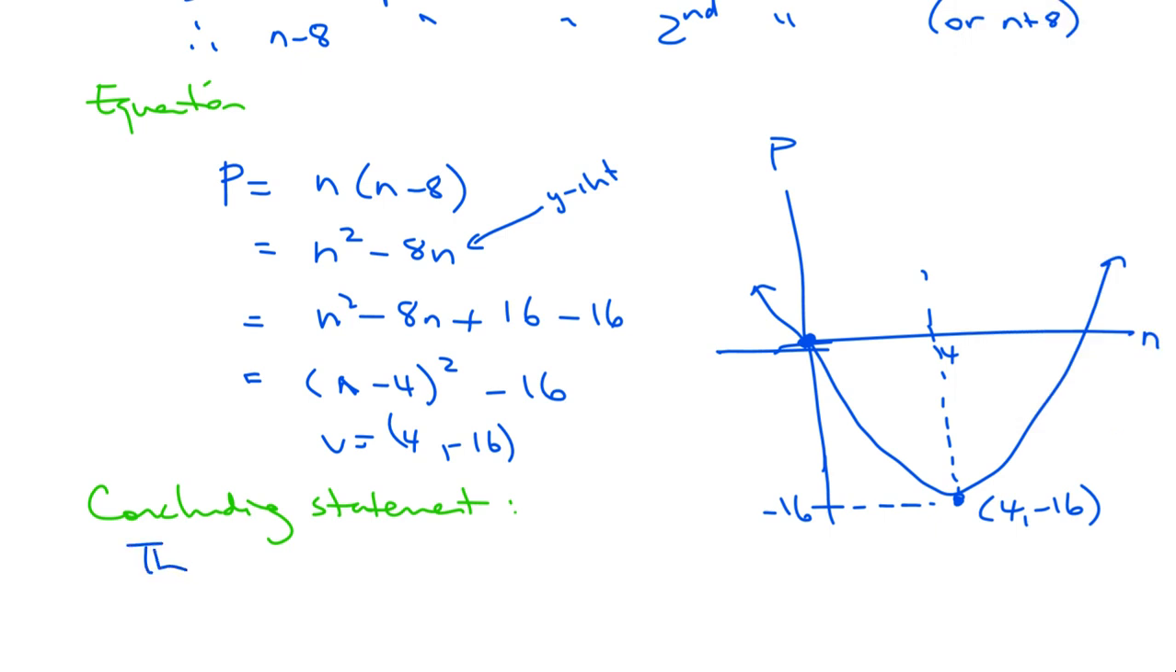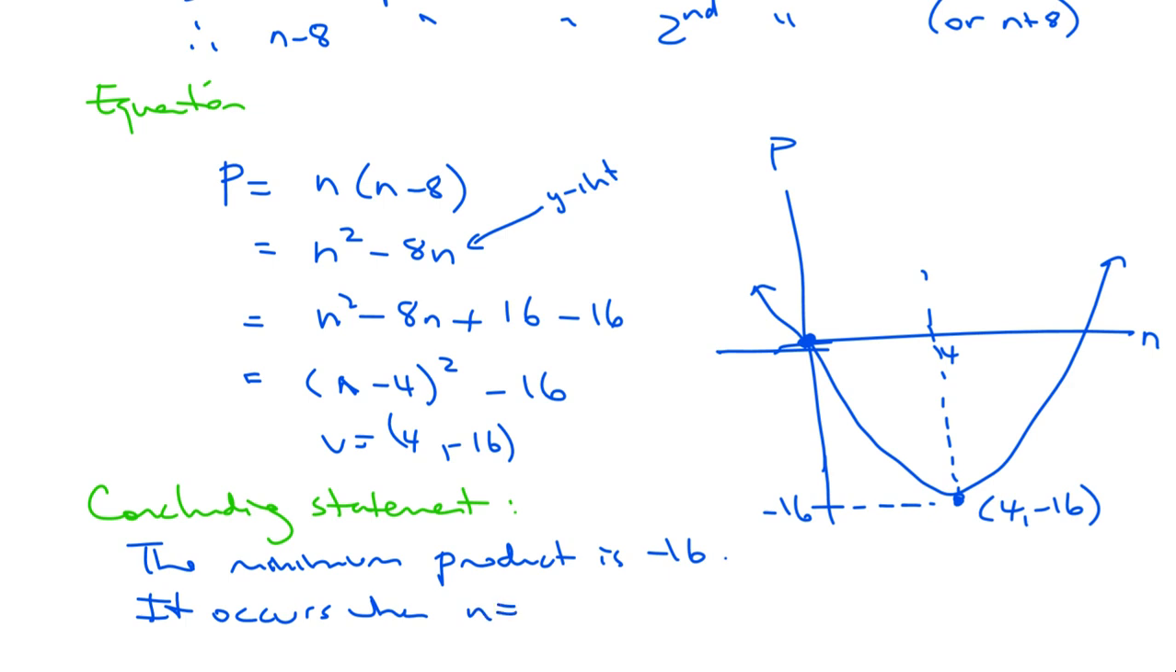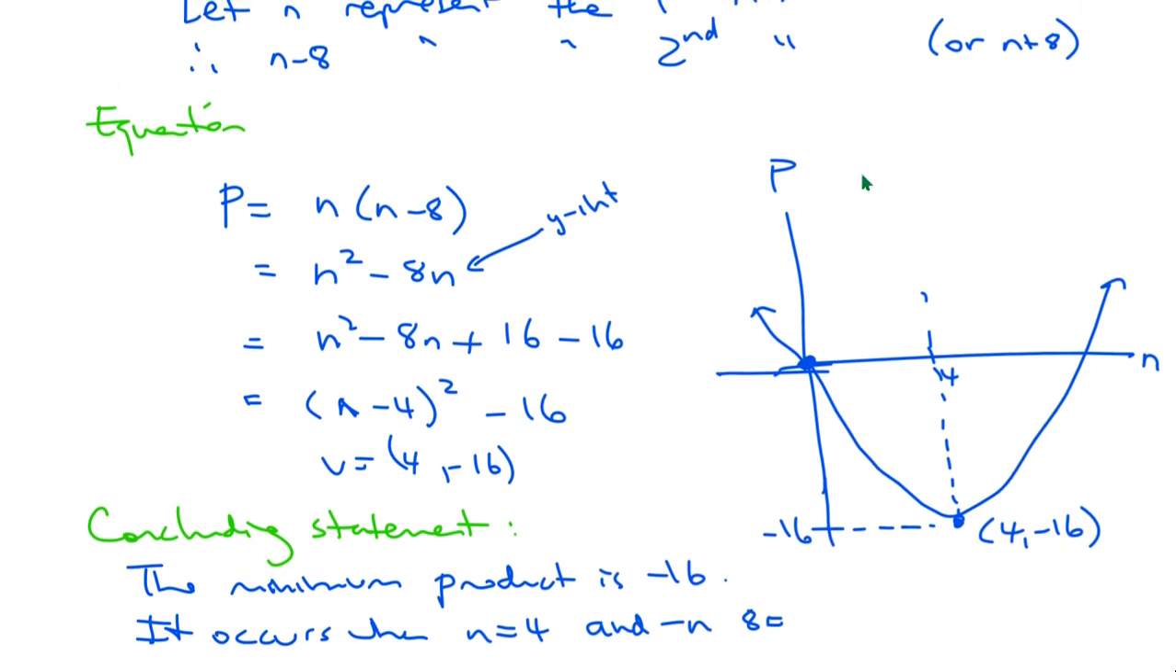So the concluding statement is that the minimum product, now they didn't ask for this, I'm just going to add it, the minimum product is -16. Okay, it occurs when n equals 4, and the next one, sorry, n minus 8. My let statement said n minus 8. Let me just double check that. Yep, there it is. I can see it at the top of my screen. The numbers are n and n minus 8.